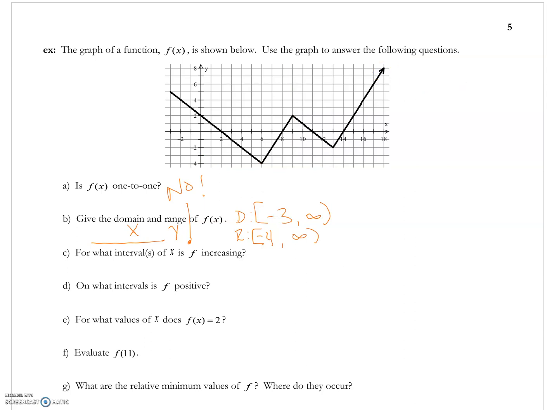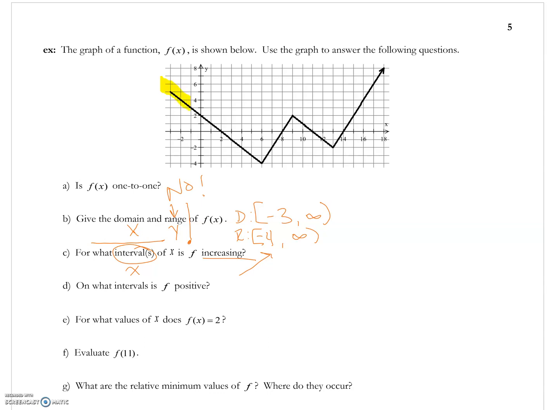Okay. Now I'm going to look for intervals of x where f is increasing. Whenever we talk about intervals, unless we're talking about the range, we always use our x values. And when I say increasing, I mean reading your graph from left to right, when is the function going up? So I'm going to trace this with my eyes. I might use a highlighter to show you.